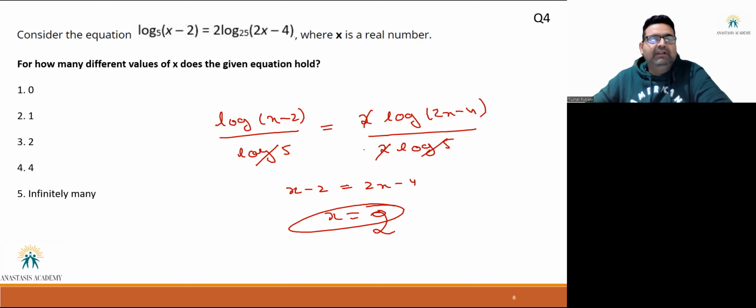There is no log of a negative number or log of a 0. But here, putting x equal to 2, even this will become 0 and even this will become 0, which is not allowed. You cannot calculate log of a 0. So this x equal to 2 was a solution, but based on, we call this domain, right? So domain of log does not allow this. So finally, there is no answer to this question.